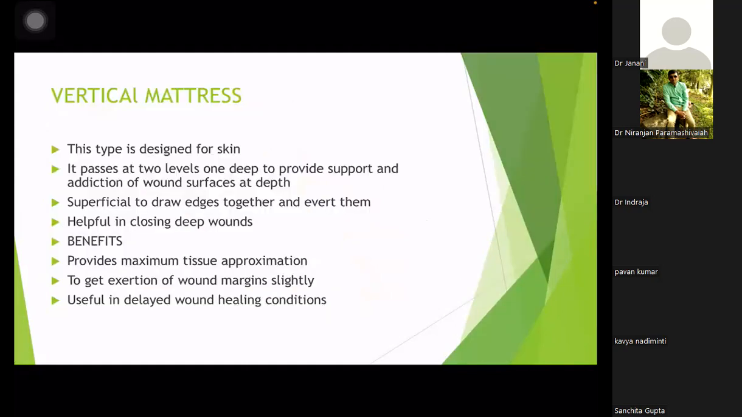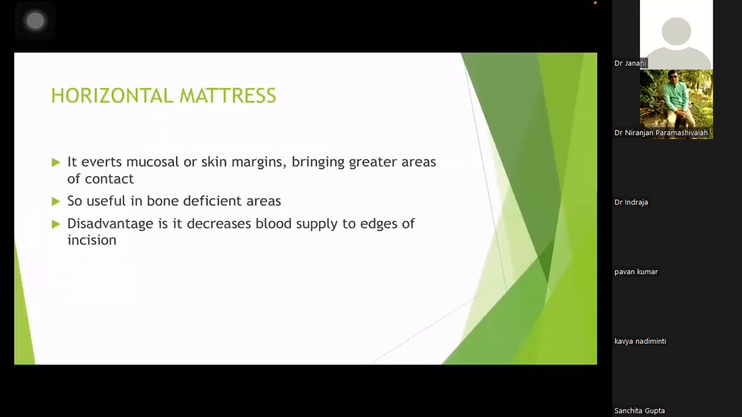And vertical mattress is used for deeper structures when the chances of wound healing are very poor. In this, there will be deep and superficial knots. The deep sutures help in approximation of deeper tissues closely, and the superficial sutures are helpful in getting good eversion of skin and provide maximum tissue approximation. Horizontal mattress is helpful in getting more skin approximation, but the only drawback is that it leads to decreased blood supply to the skin margins.